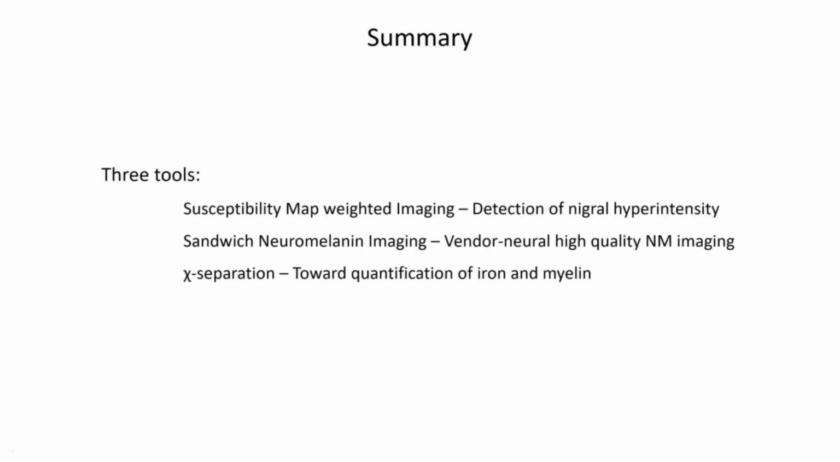So if I do the grand summary of my presentation, we have these 3 tools that may or may not work for Parkinson's, but some of them are definitely helpful in diagnosing Parkinson's disease. The first tool was the SMWI for the nigral hyperintensity. The second one was this sandwich neuromelanin for neuromelanin imaging. The last one is chi separation, which I believe has a lot of potential for Parkinson's disease.